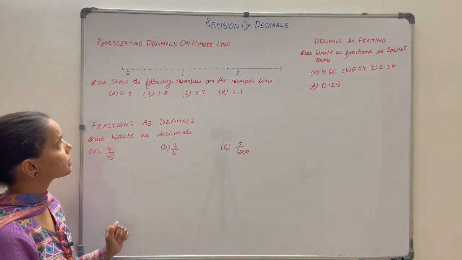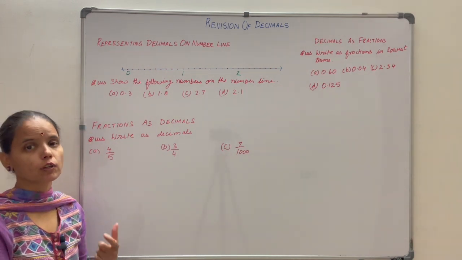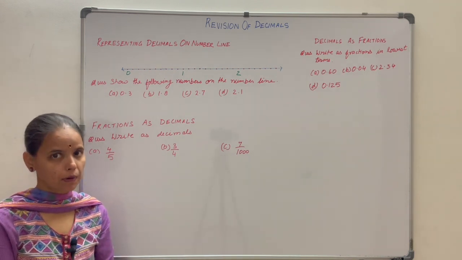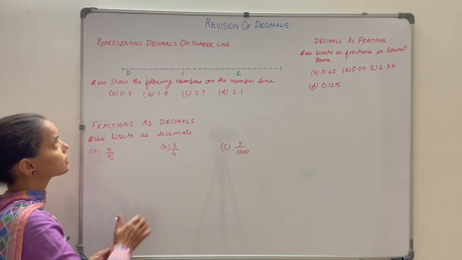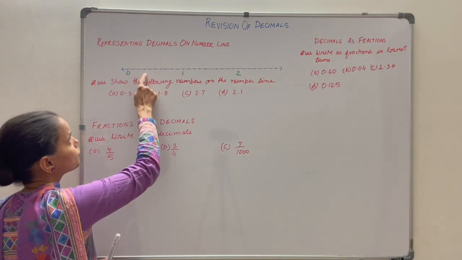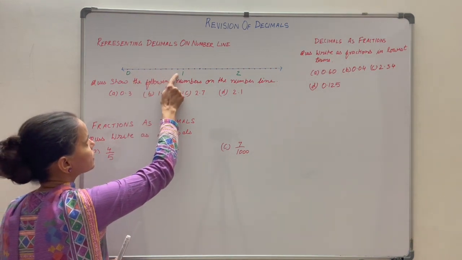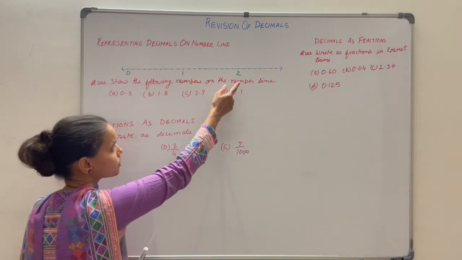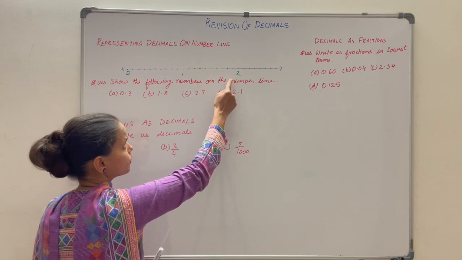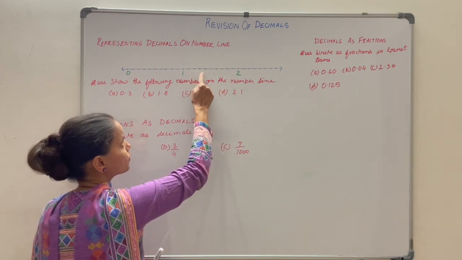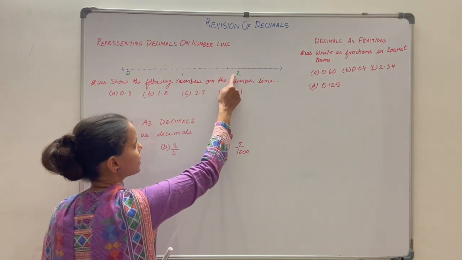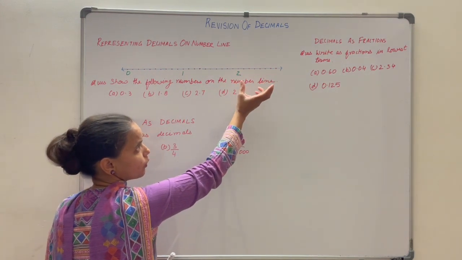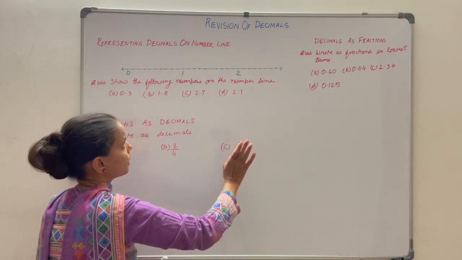Representing decimals on number line. So you have to represent the decimals on the number line. For that, the 1 unit is divided into 10 equal parts. So let us do that here. This is 1, 2, 3, 4, 5, 6, 7, 8, 9, 10. So this is 1 unit from 0 to 1. 1 to 2 is also 1 unit, so that is also divided into 10 equal parts. Like this, you can keep on dividing one unit into 10 equal parts.